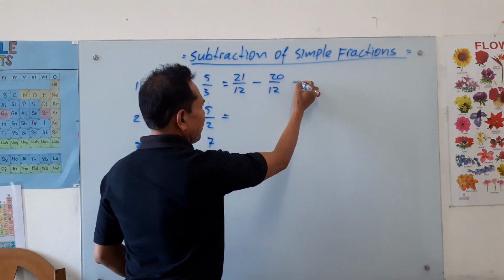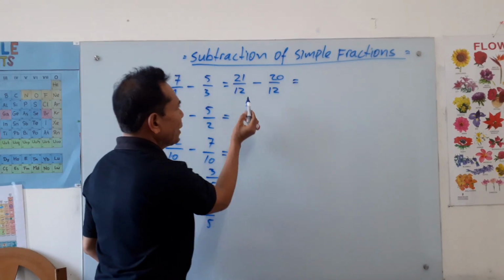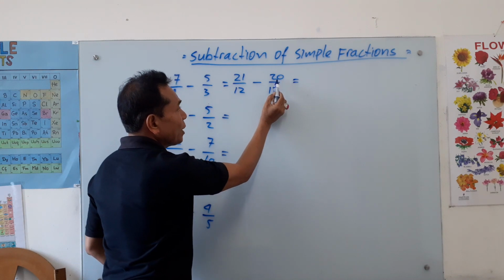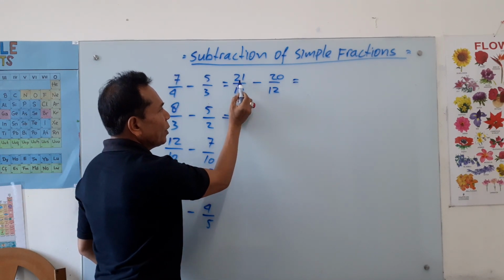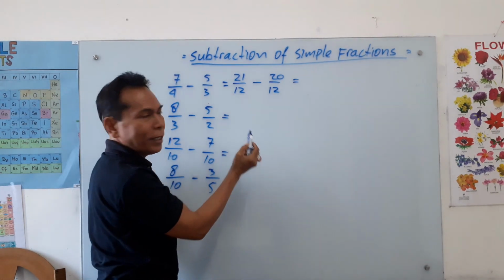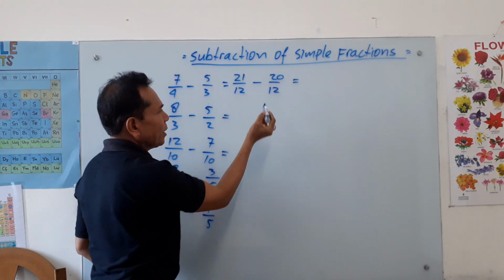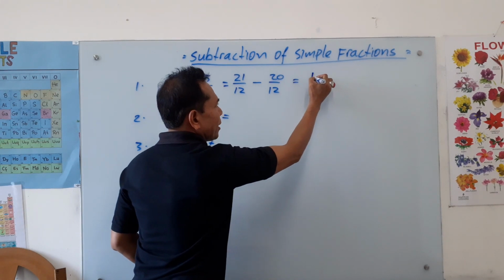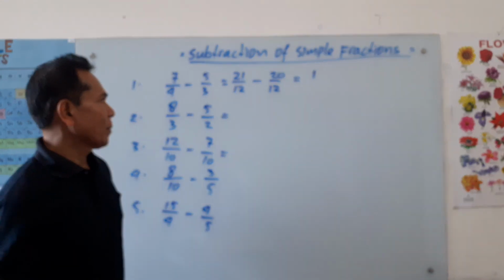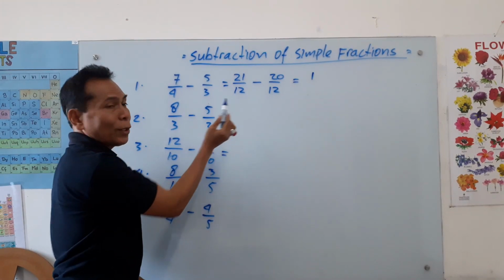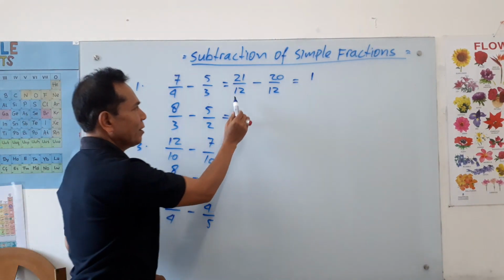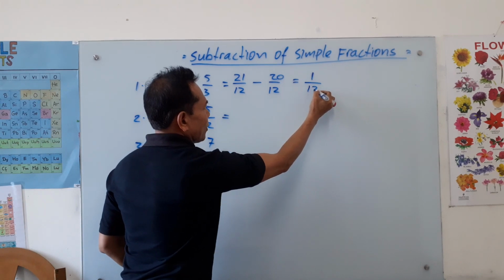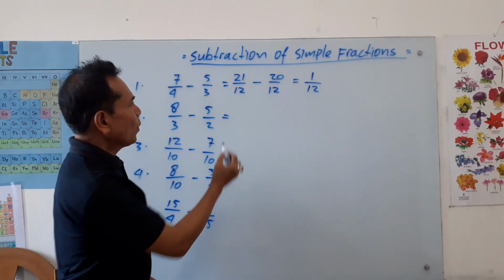Now, we have numerator 21 here and numerator 20 here. So 21 minus 20 is 1. I'll make it a little bit bigger so you can see it clearly. And 12: do not subtract the denominators. Just take them and use them. 12.